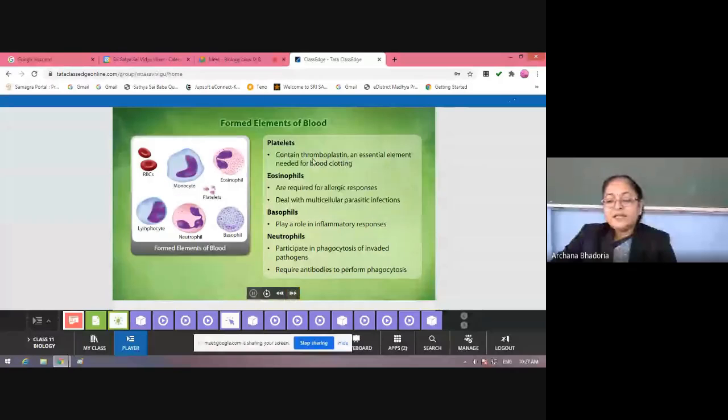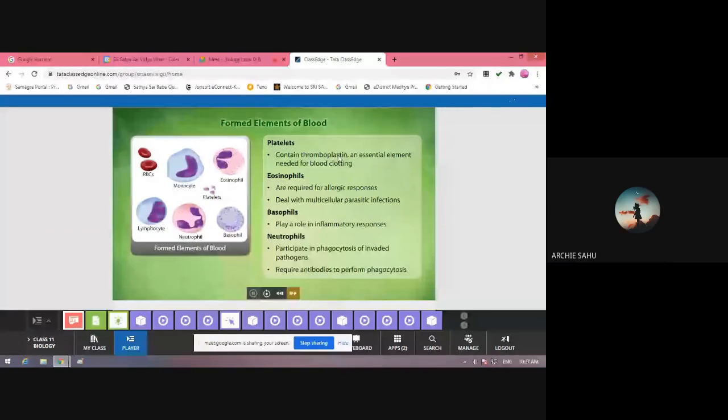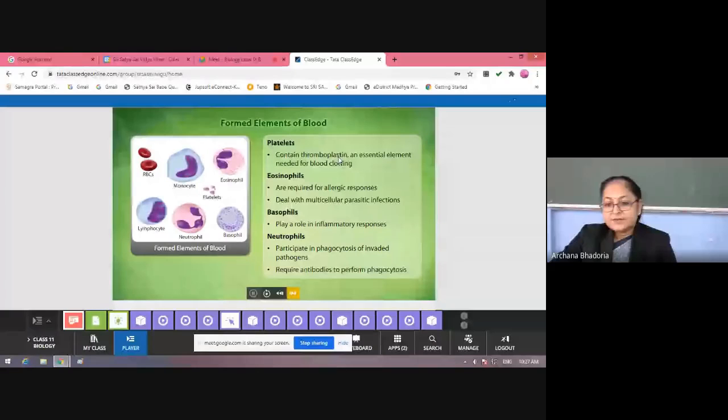Ma'am, can you repeat? They contain thromboplastin. Take the spelling from the screen, children. The slide is there on the screen. Take it from there. They contain thromboplastin. Ma'am, can you repeat from start? Thromboplastin. They are the protoplasmic fragments, irregular shaped, and contain thromboplastin. Noted?